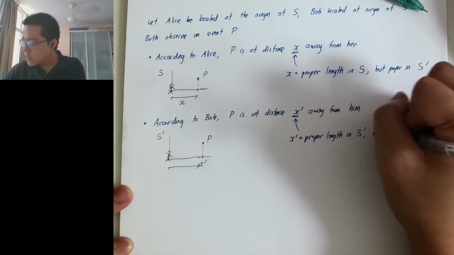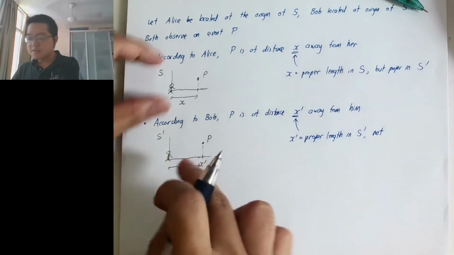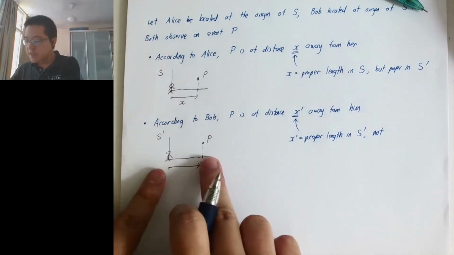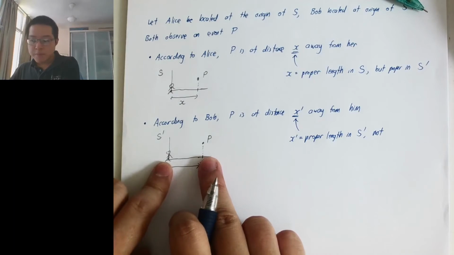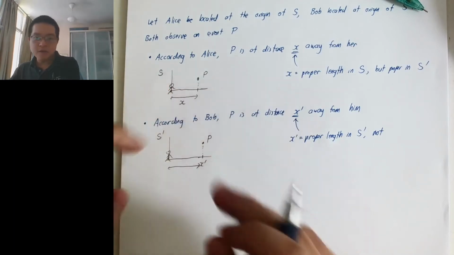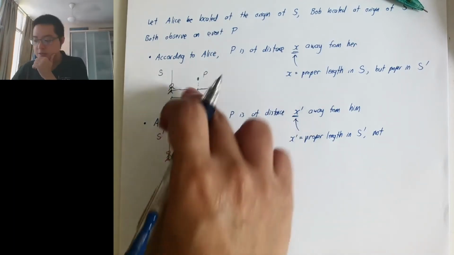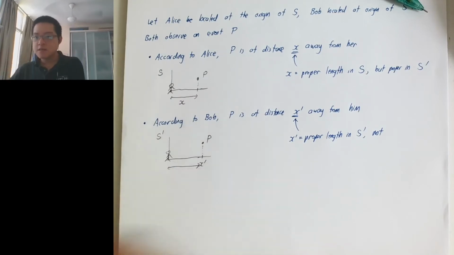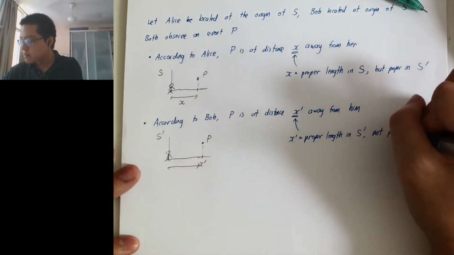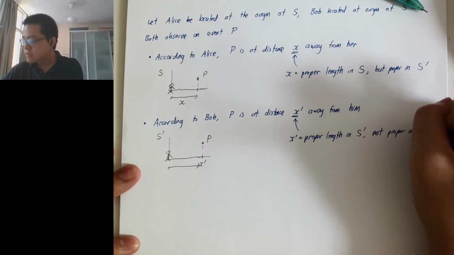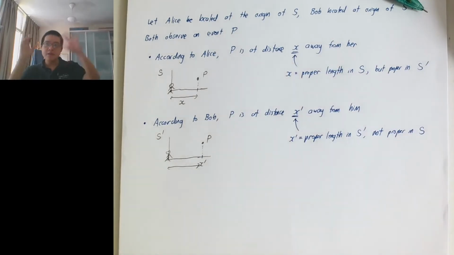Important to remember, because these two are moving relative to each other, this length will not be the proper length as seen by Alice. So Alice will see this length as length contracted, so not proper in S. When you are not having the proper length, then you are observing the length contraction. The formula for length contraction we have derived on Monday, so we're going to use that later.